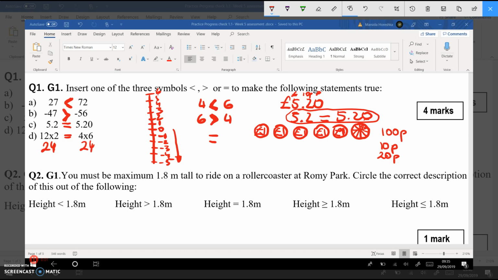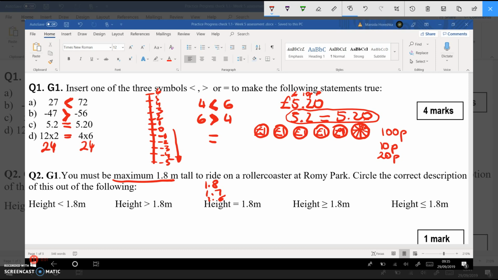Question number 2. You must be maximum 1.8 meters tall to ride on a roller coaster at Romy Park. Circle the correct description of this out of the following. So when we say maximum 1.8 meters, it means that you can be 1.8 meters. You can't be any taller, but you could be shorter. So you could be 1.7, for example. You could be 1.6. So we're looking for a symbol that represents that. So it includes 1.8 as well.